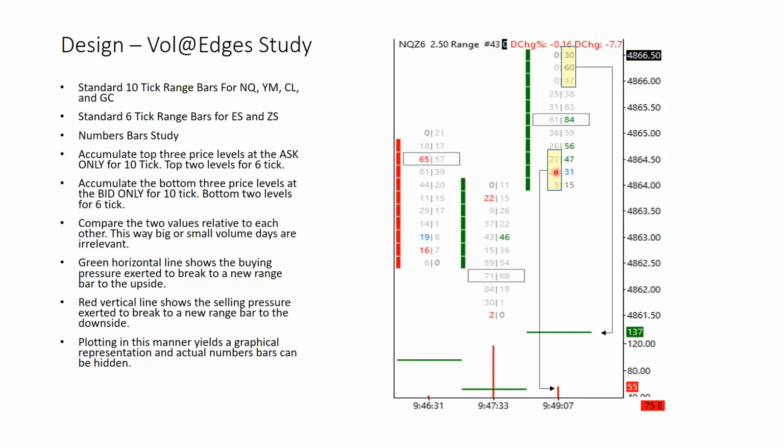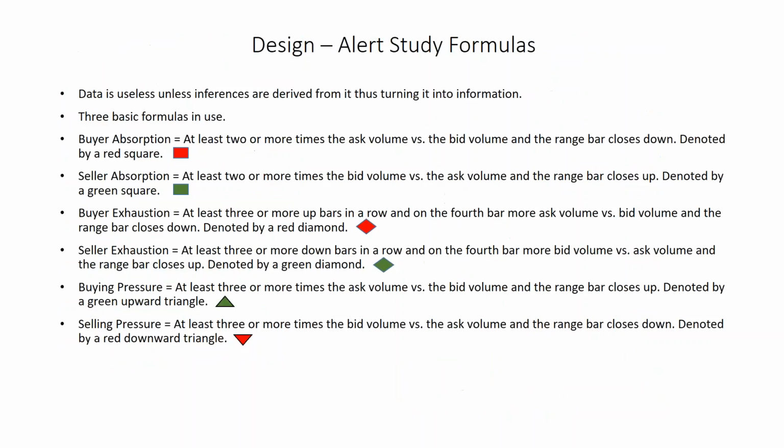Buyers came in and accepted all those sell orders at the bid, and they rocketed the bar up the other way. So those people are now trapped. So the absorption is the strongest signal of them all.